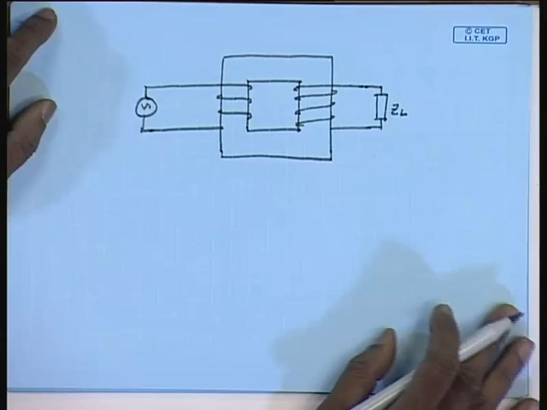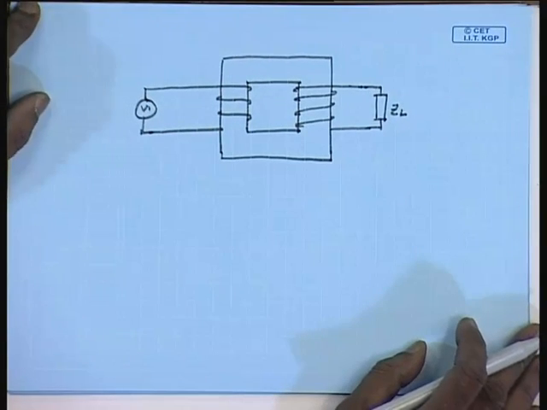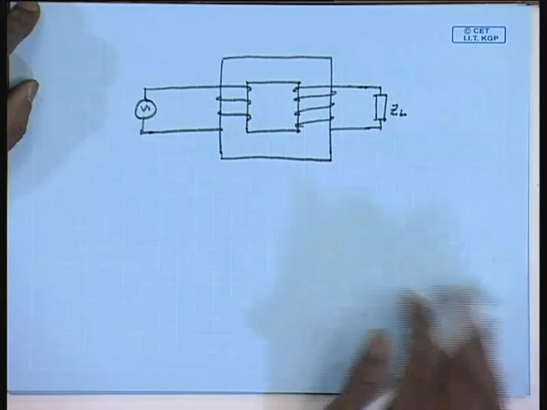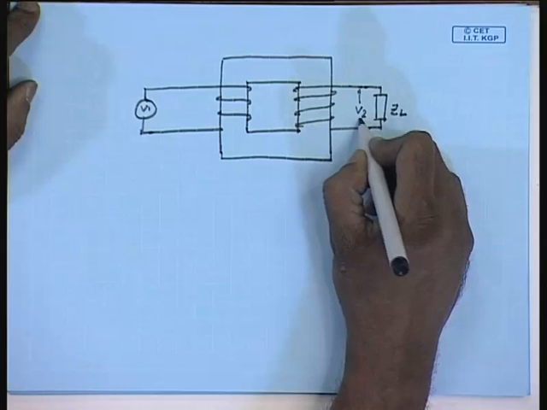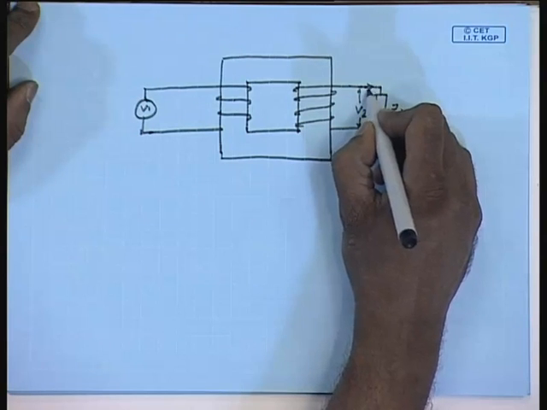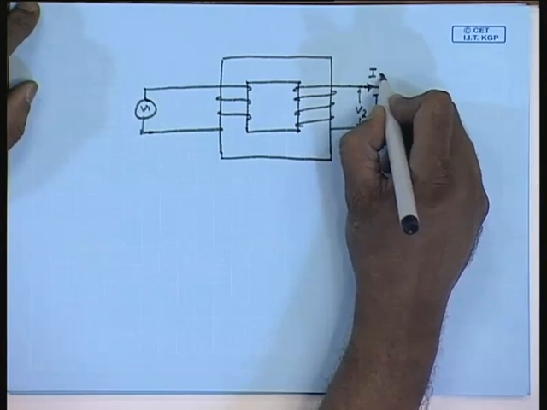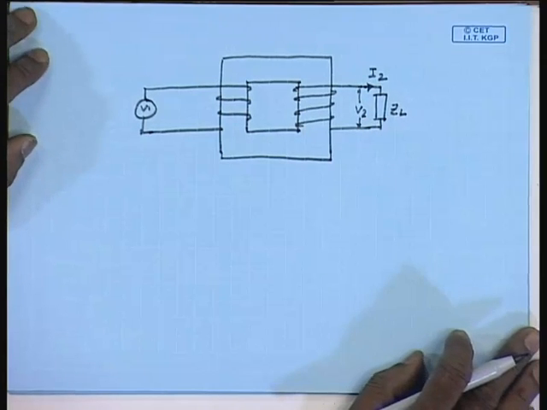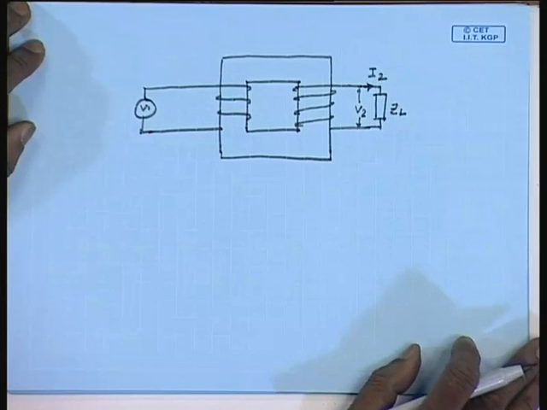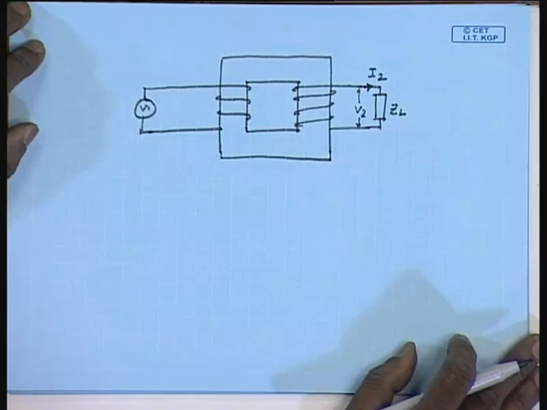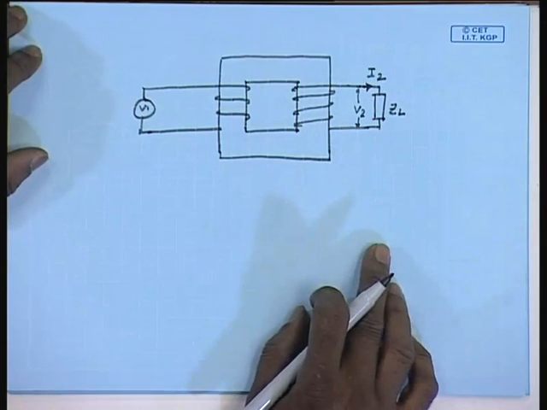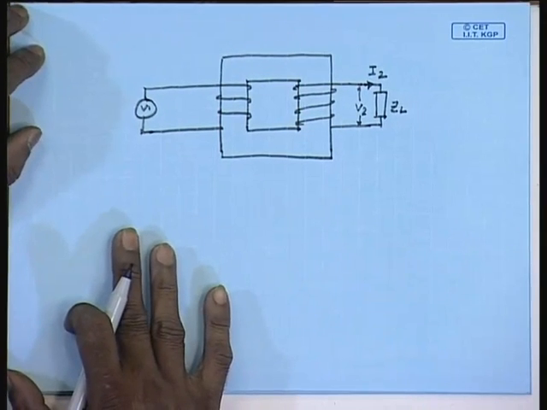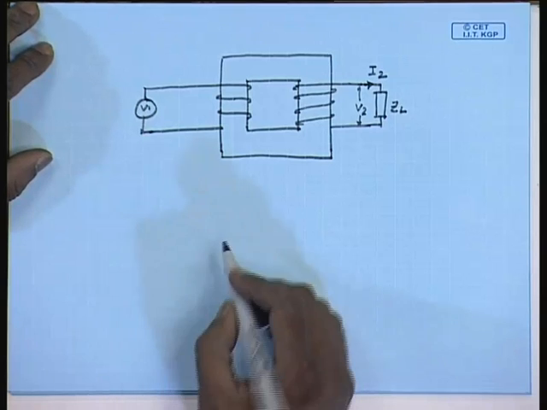In most cases, the load would like to see a constant voltage appearing across it, independent of the load current I2. However, in a practical transformer, it is usually not the case. Albeit small, there will be some variation in the load voltage depending on the load current.